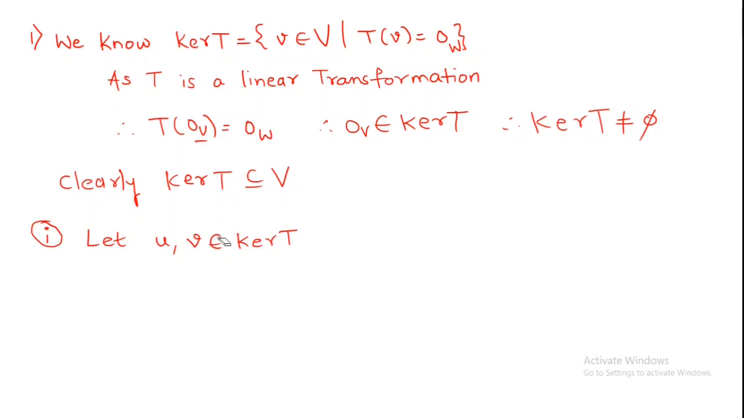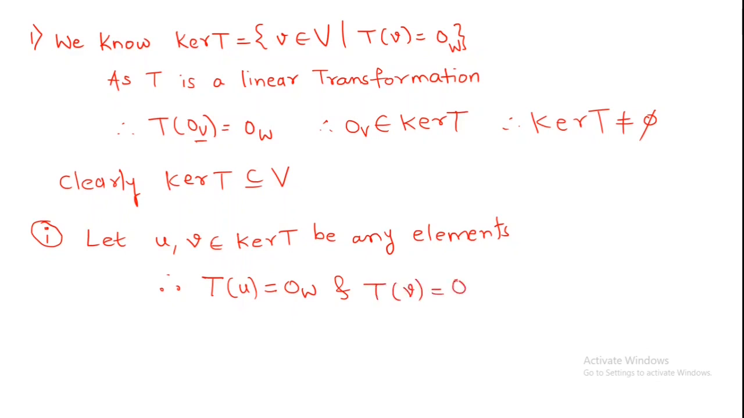Okay, I hope you are getting this. These are any elements. Now since u and v are present in kernel of T, what will be T of u and T of v? In other words, what will be the image of u and v? The image of u and v will be 0. So therefore the image of u will be 0 and the image of v will also be 0, right? We have to show that this u plus v belongs to kernel of T.